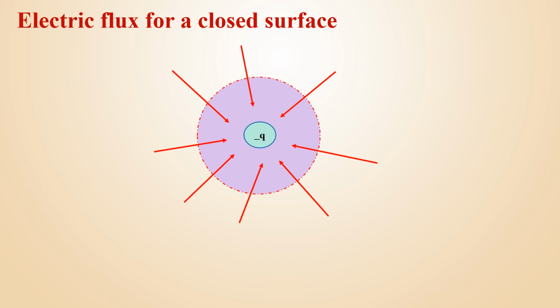Now we have placed a negative charge inside a closed surface. In this case, the number of electric field lines entering the closed surface will be greater than the number of electric field lines which are leaving the surface. So in this case, electric flux will be negative.